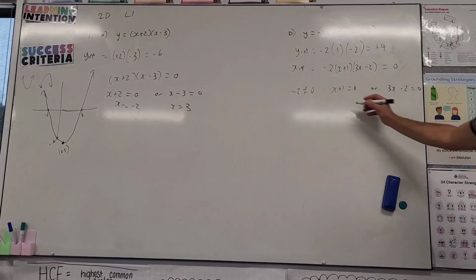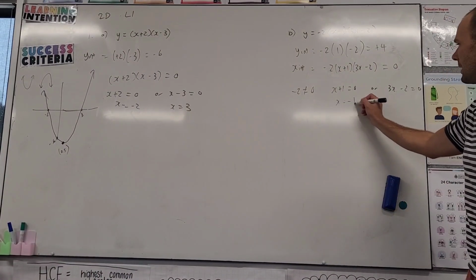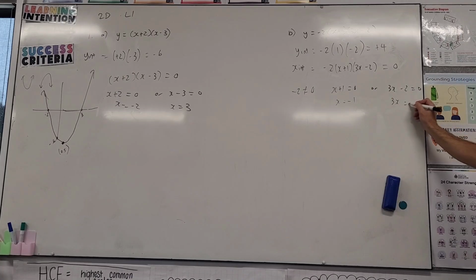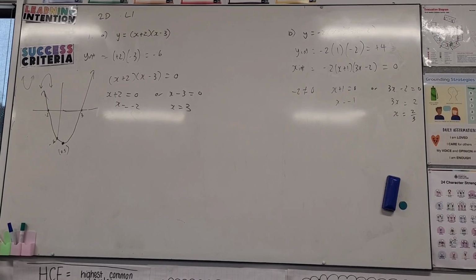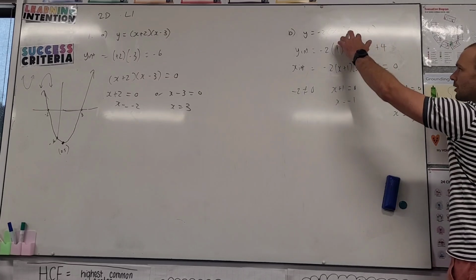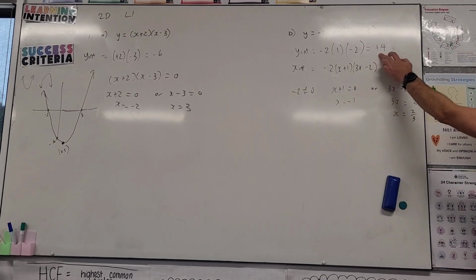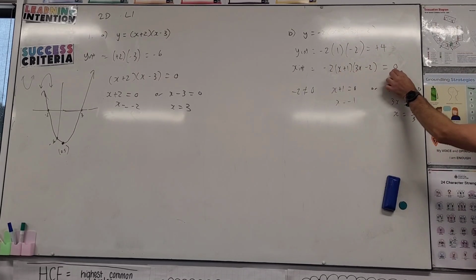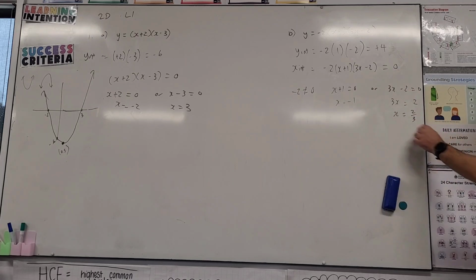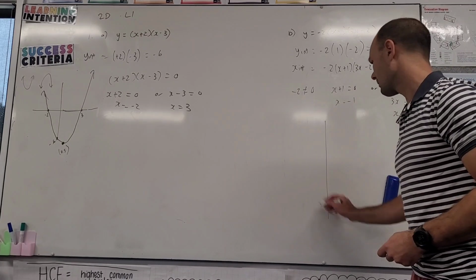All right, we solve both of those. Here we get x is minus 1. Here we'll get 3x is 2, so x is 2/3. 2 on 3, 0.6 recurring. All right, so just quickly, what did we do? We put x is 0 into the equation. That gave us the y-intercept. We set the equation equal to 0. That gives us the x-intercepts. And now we're ready to graph it.